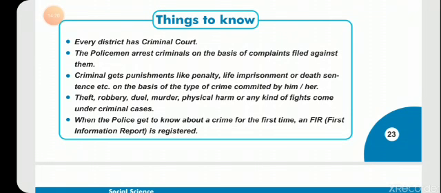Theft, robbery, duel, murder, physical harm or any kind of fight comes under criminal cases. So these types of crime done by people are dealt with as criminal cases. Such actions are known as criminal cases. When the police get to know about the crime for the first time, an FIR, first information report, is registered.